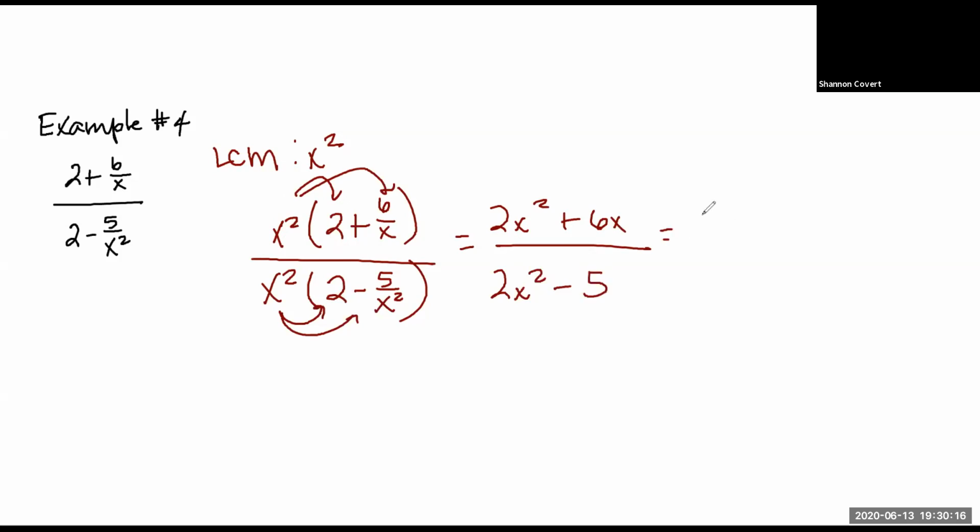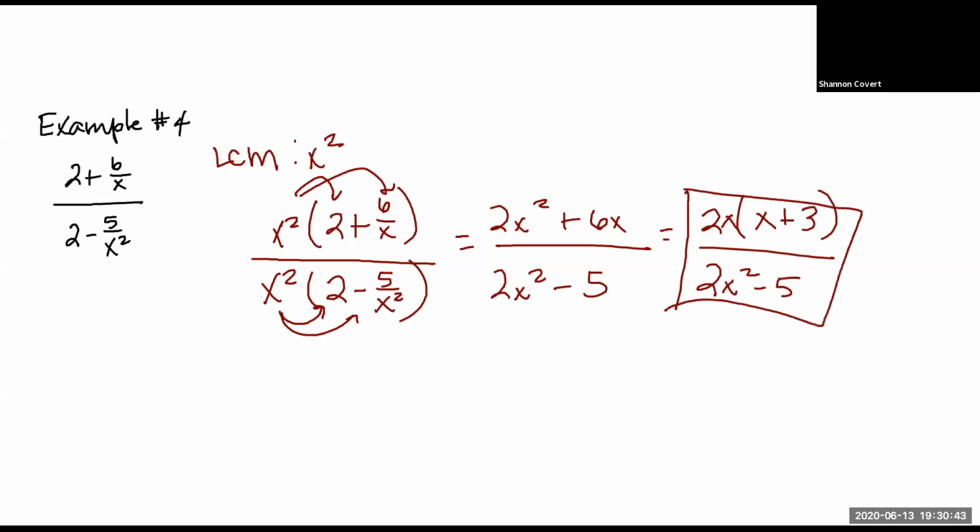I will factor out the 2 in my numerator and the x. Because it's a common factor, I have 2x times the quantity x plus 3 in my numerator. I have 2x squared minus 5 in my denominator. And I look to see if anything can be simplified, and it cannot. So that is my solution: 2x times the quantity x plus 3 over 2x squared minus 5.